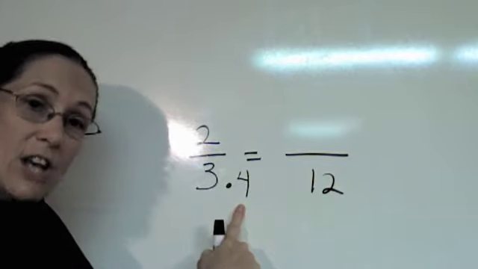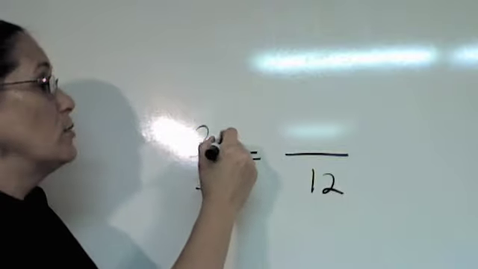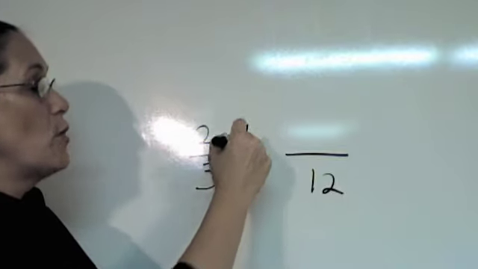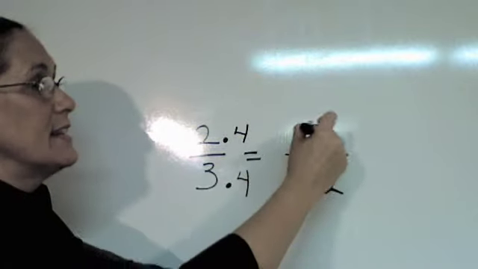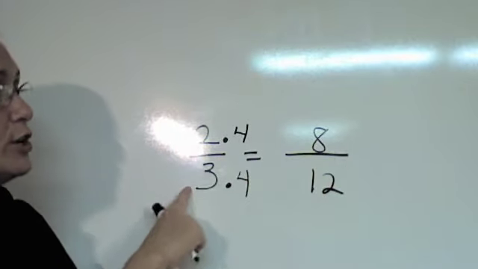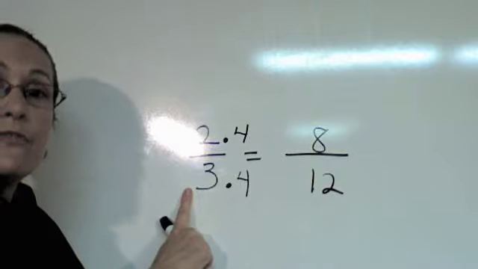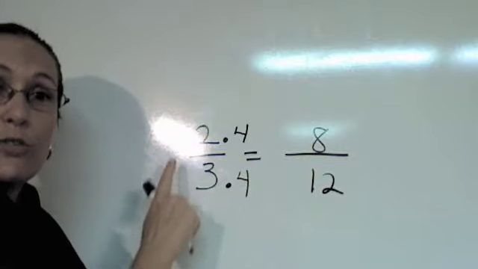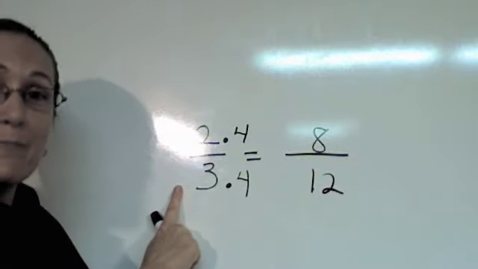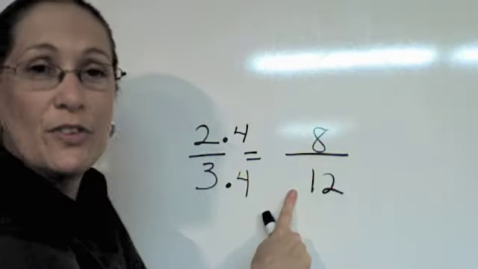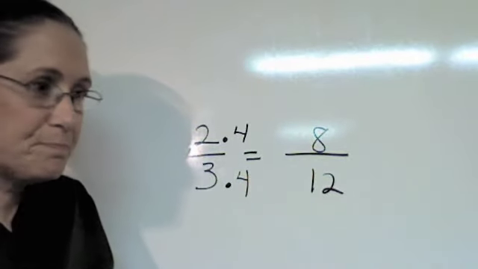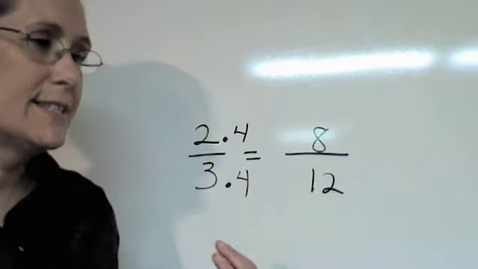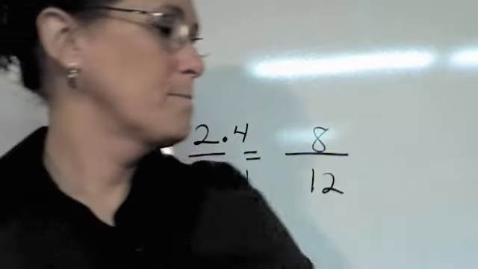If I did that to the denominator, I must do that to the numerator, so I'm going to take 2 times 4 as well and get 8. And we find out that 2/3 is the exact same fraction as 8 twelfths. If you have 2/3 of a pile of M&Ms, you have 8 twelfths of that pile of M&Ms. So you'll have to do that skill as well.